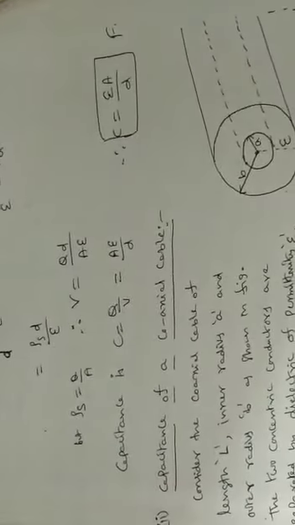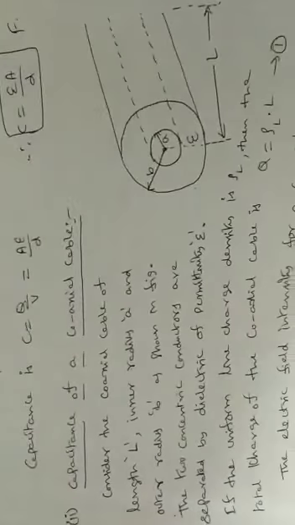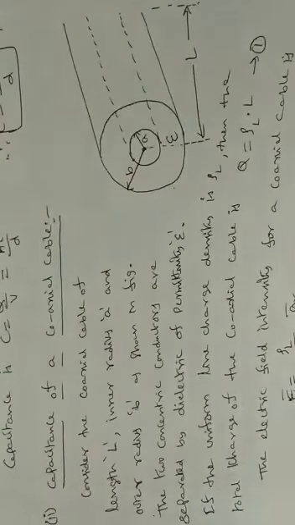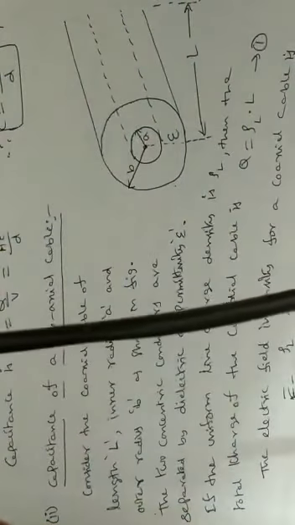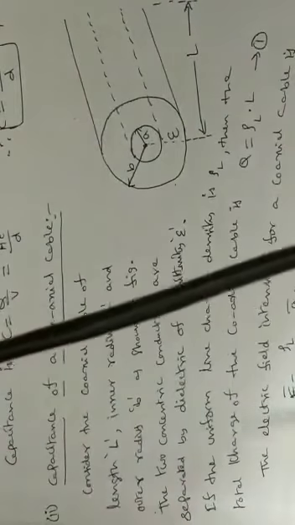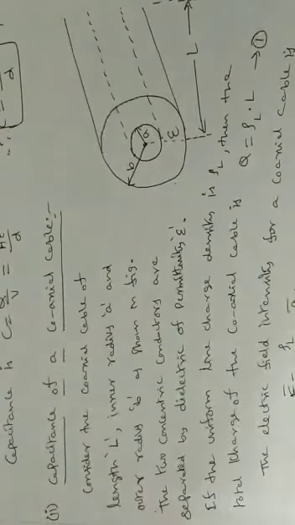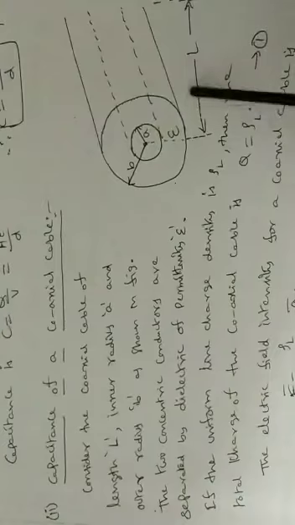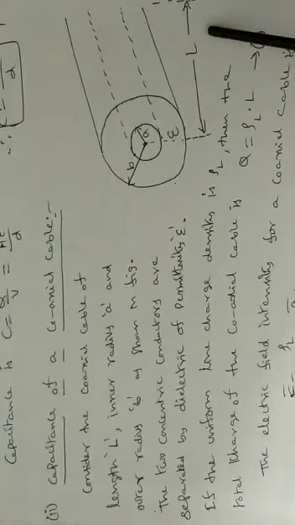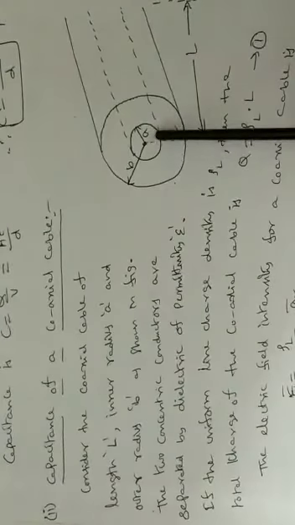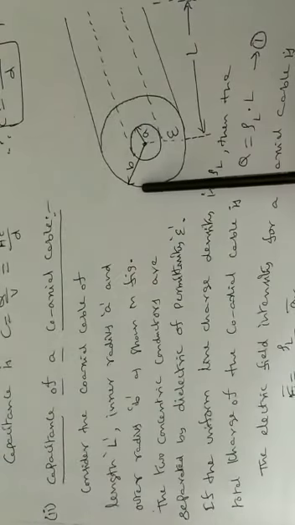Next one is the capacitance of a coaxial cable, right? The general cable is what we have seen. Assume this is the cable. For this cable we need to determine the capacitance expression. Let's see how to get the expression of capacitance for this coaxial cable. First we consider a coaxial cable of length L meters, having inner radius a meters and outer radius b meters.